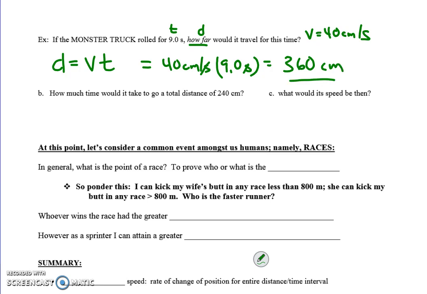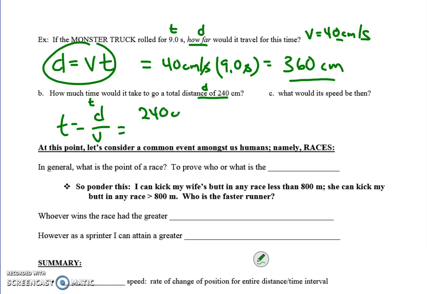Now, we have the power to predict. How much time would it take to go a total distance of 240 centimeters? So I'm looking for t. What do I know? I have distance, and I still have the same velocity, so I can use this equation here, or I can rearrange it and write time is distance divided by velocity. Distance is 240 centimeters divided by 40 centimeters per second. The centimeters cancel out. Seconds flips up top, and I get 6.0 seconds.